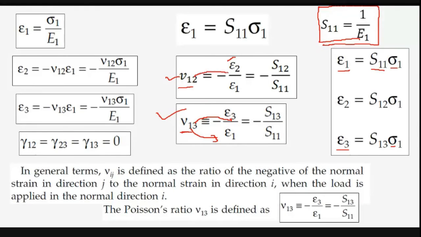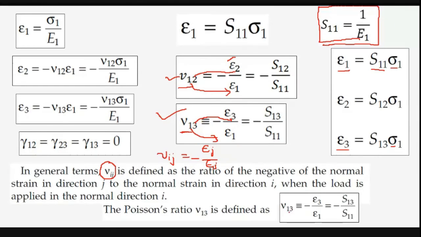These digits go to the numerator and these digits go to the denominator. So ν_ij in general is defined as the ratio of the negative of the normal strain in direction j to the normal strain in direction i. So ν_ij can be defined as minus ε_j divided by ε_i. In general we can write this.